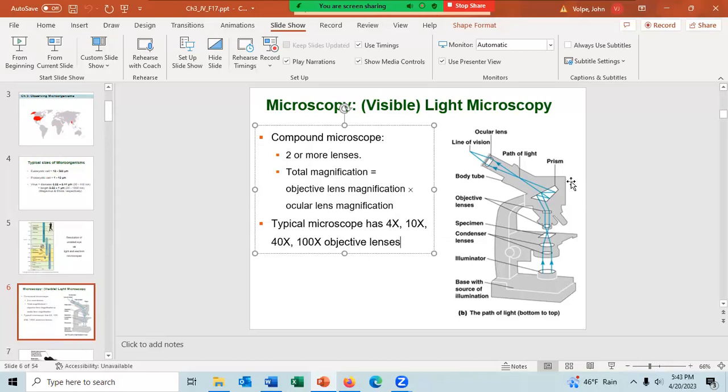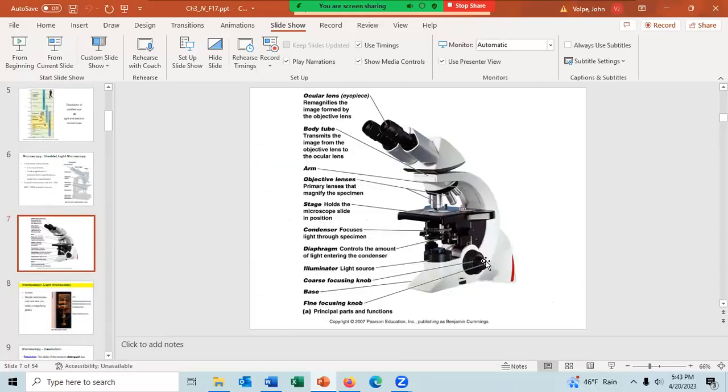You should know most of the things identified in this picture. In this picture, it's even better. I think you should know everything in this picture. Okay, so you should know the ocular lens is here, the body tube here, the arm of the microscope also here, and then the objective lens here, the stage for putting the slide here. There's a stage clip, which we can barely see.